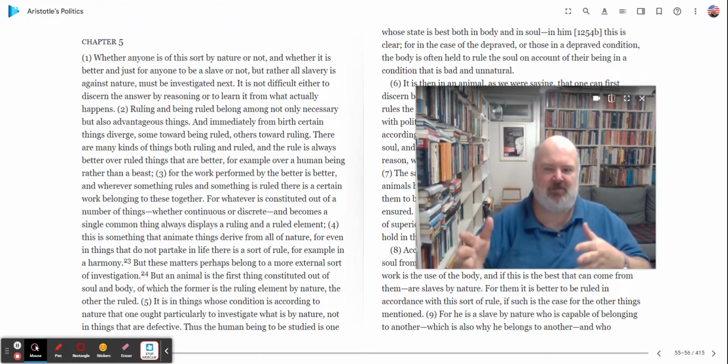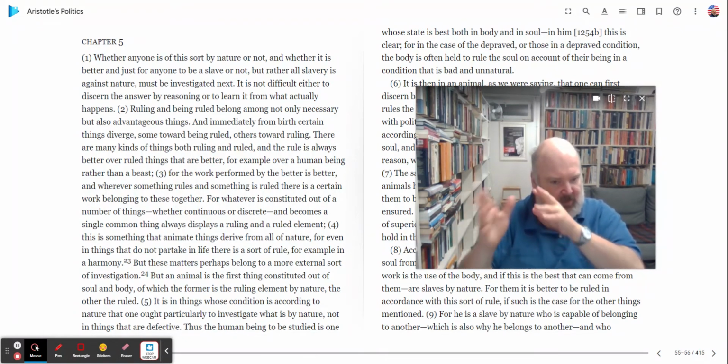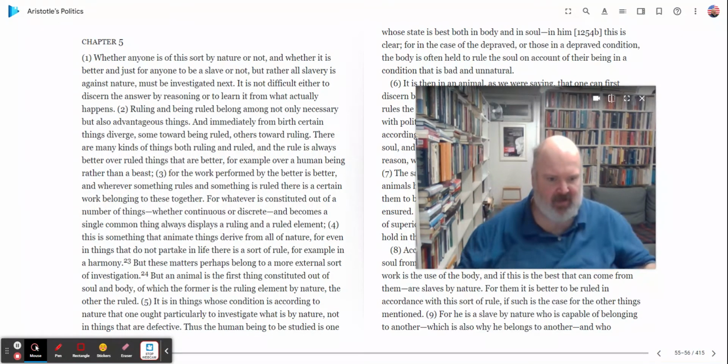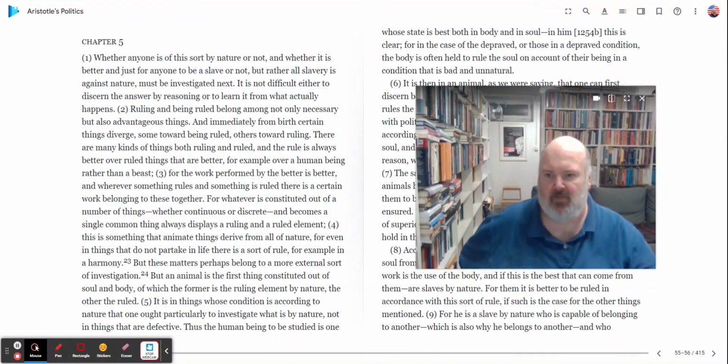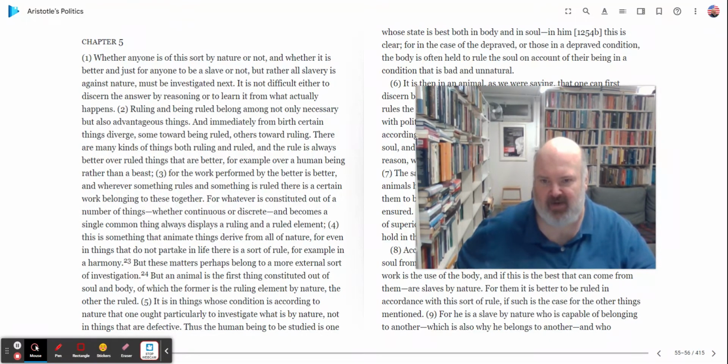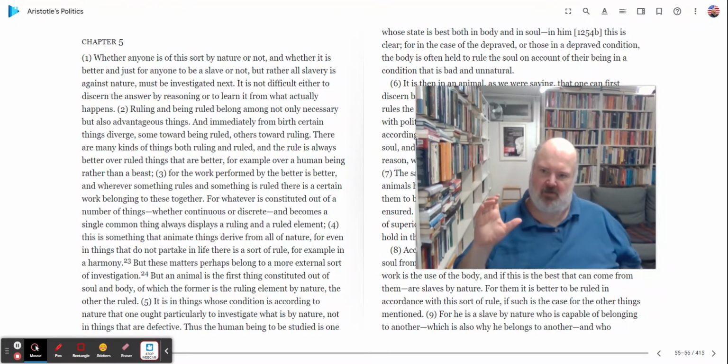Okay, now we're going to continue. This is going to look at the question of what is meant by a slave by nature. So, chapter 5: whether anyone is of this sort by nature or not, and whether it is better and just for anyone to be a slave or not, or rather all slavery is against nature, must be investigated next. So this is the question to be investigated.